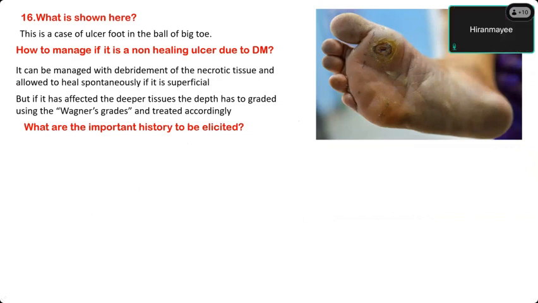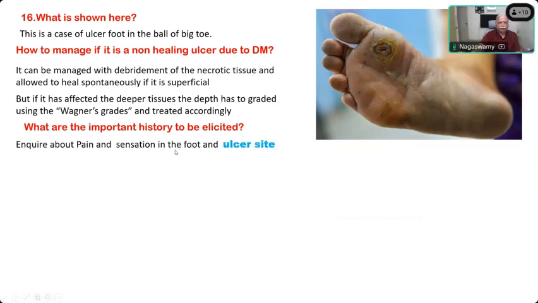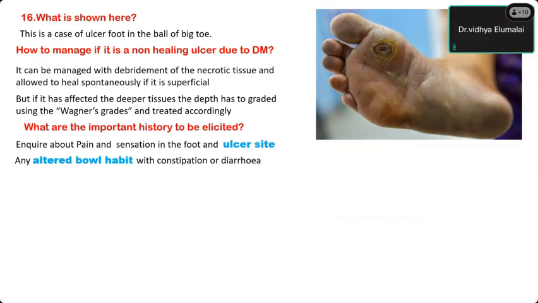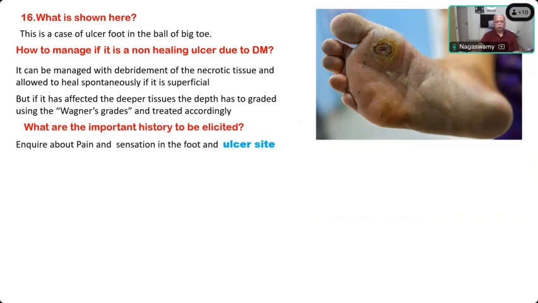Neuropathy, sir. History of diabetes duration. Inquire about pain and sensation in the foot on the ulcer side, number one. Any altered bowel habit, with constipation or diarrhea, because it's already said it is due to diabetes. So what is the most important complication of diabetes? Autonomic neuropathy. Fantastic. So all the questions leading to finding out whether the patient has autonomic neuropathy have to be asked.